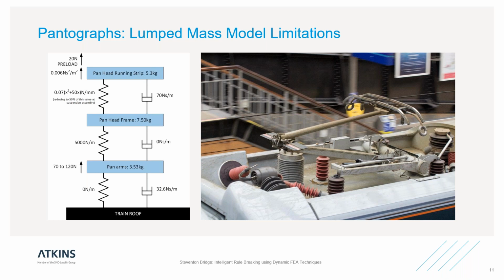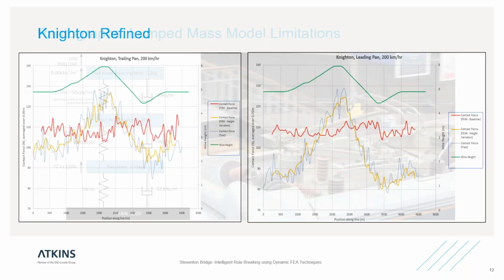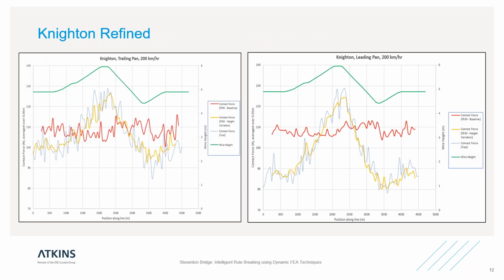So how do we overcome this? Well, what we needed to do was to tune the lump mass model to more closely reflect the observed behavior as seen by our test train at Knighton. So that's what we did. We spent some time tuning the model, the pantograph model, and then rerunning it through Knighton until we were happy with the results. So let me just explain what these graphs show.